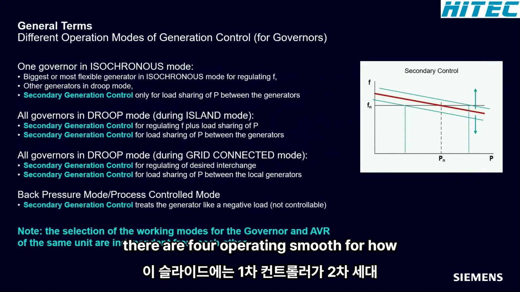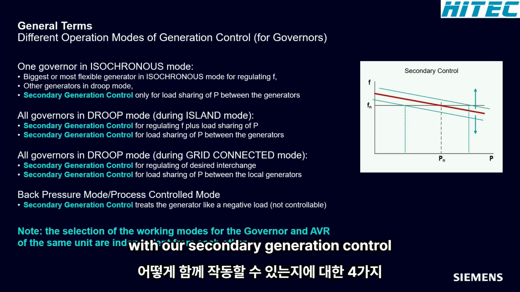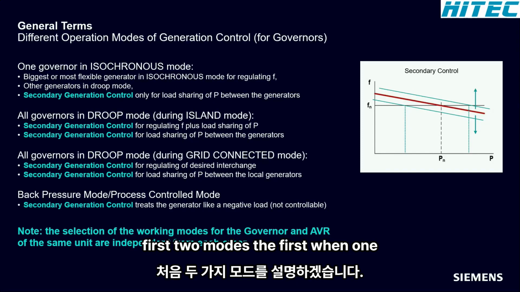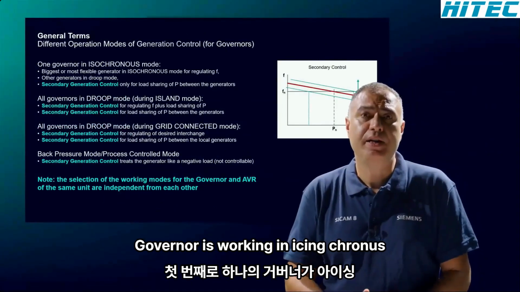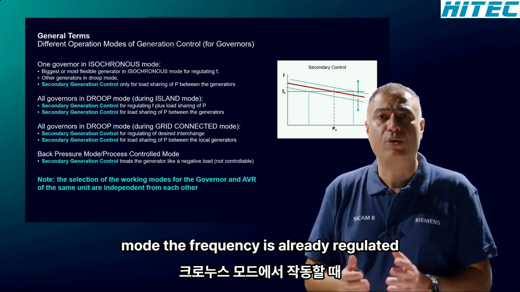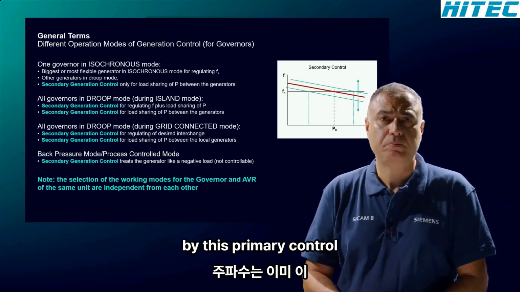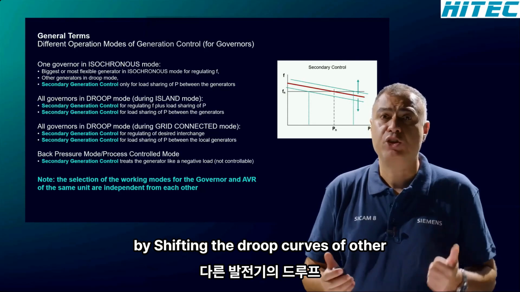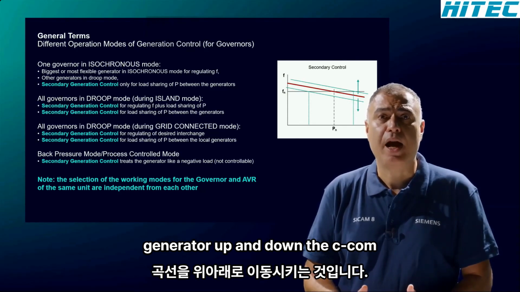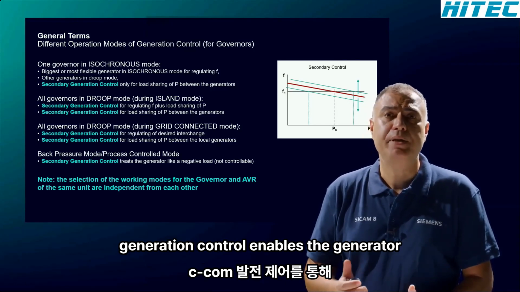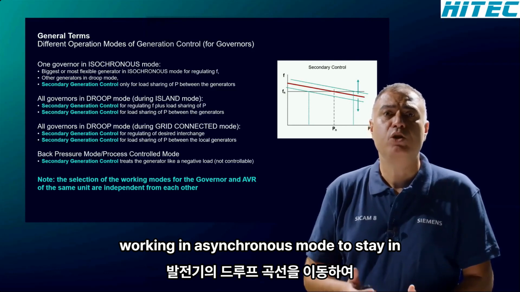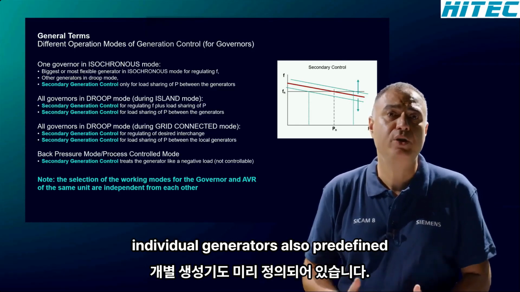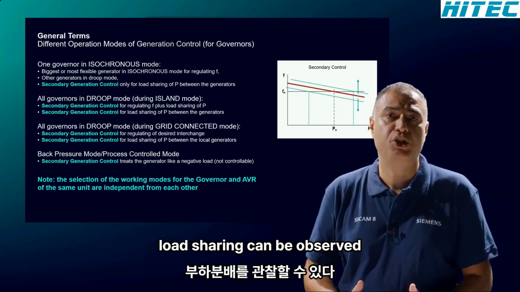There are 4 operating modes for how the primary controller can work together with our secondary generation control system. On this slide, we will explain the first 2 modes. The first, when one governor is working in asynchronous mode, the frequency is already regulated by this primary control. In this scenario, the major advantages of our secondary control system are by shifting the droop curves of other generators up and down, the SICAM generation control enables the generator working in asynchronous mode to stay in the middle of its regulating range. By shifting the droop curves of the individual generators, also predefined load sharing can be observed.